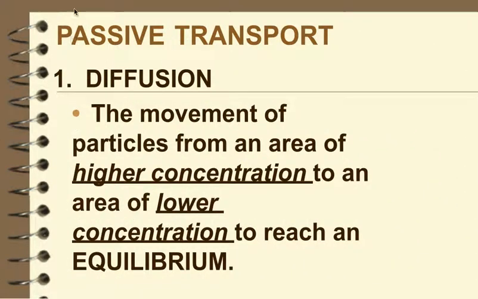And there are three different methods for cells to do passive transport. The first method is called diffusion. Simple diffusion just means that molecules are going to move from an area where there's a high concentration to an area where there's a low concentration until they reach equilibrium. So when they go from high to low concentration, they're going with the concentration gradient.